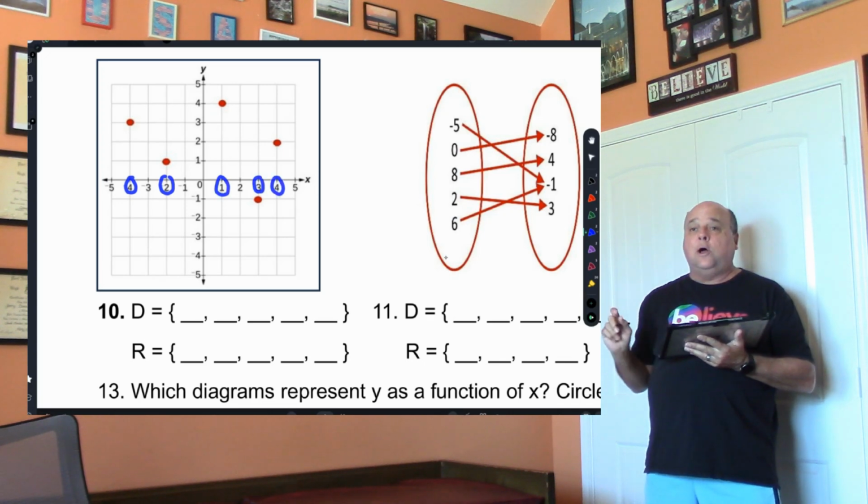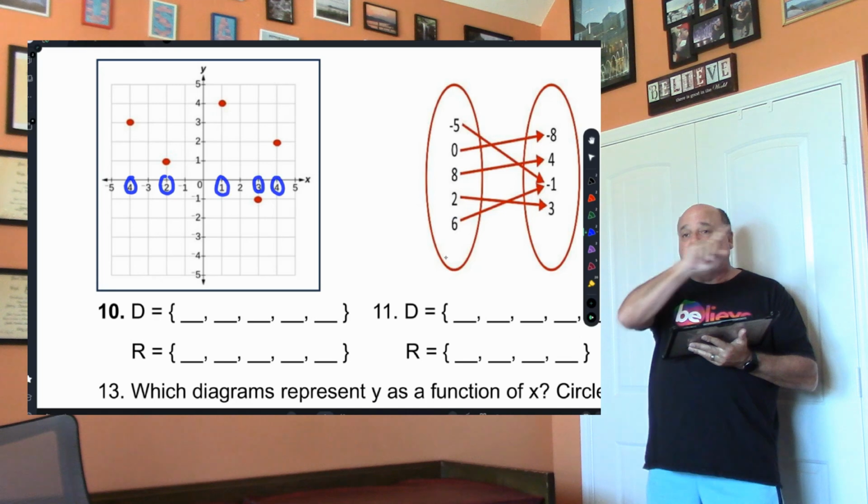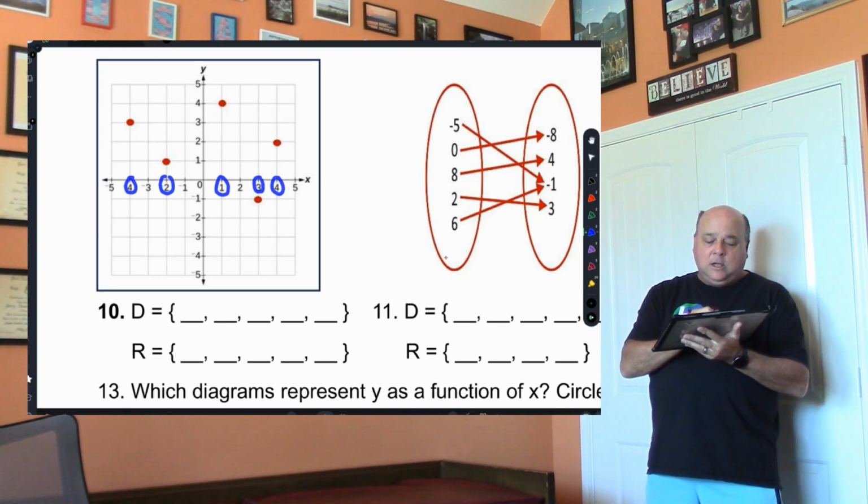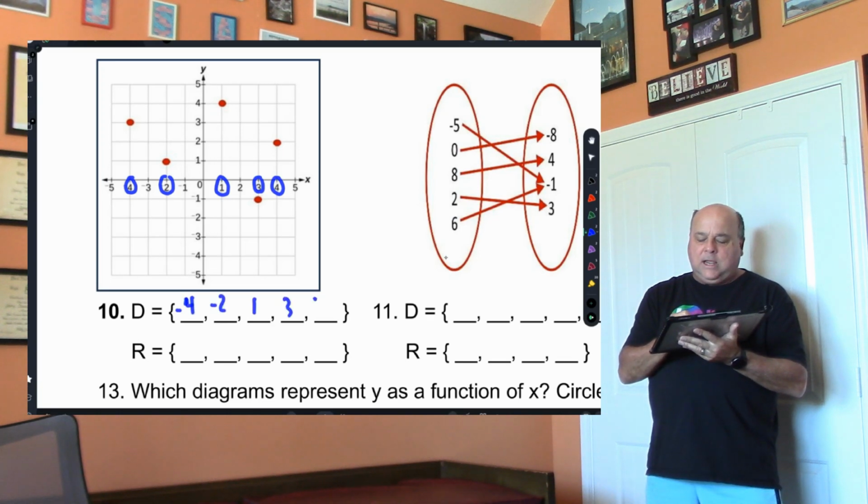I have just circled all my domain numbers. So just go across the x-axis. Look where there's a dot above and below it. That's your domain. So my domain is -4, -2, 1, 3, and 4.